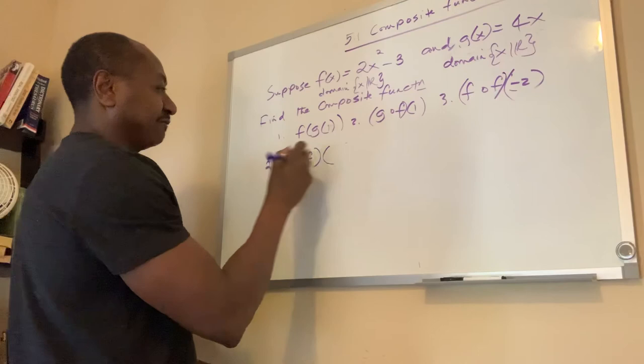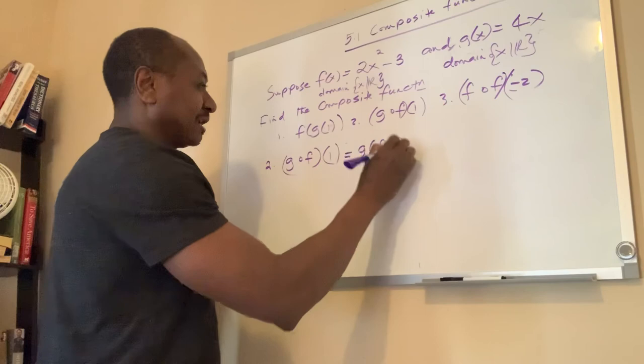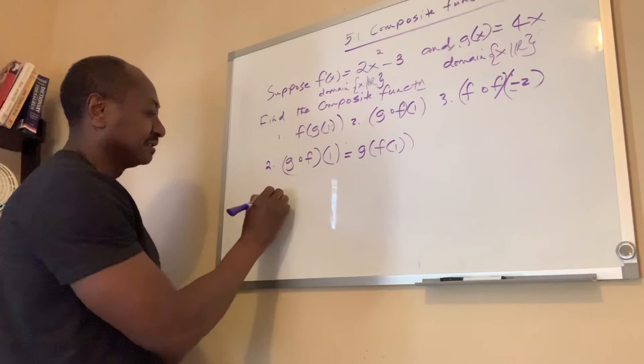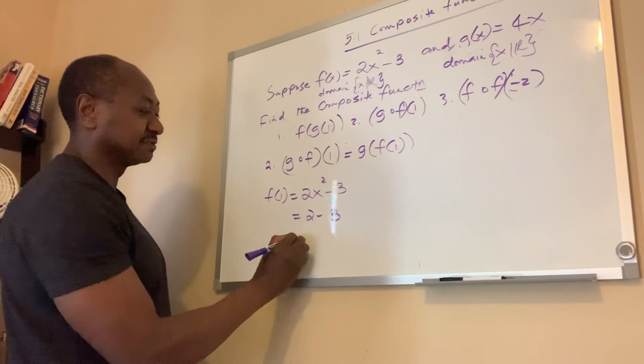Okay, so what this translates to is the same as saying g of f of 1. This is what it means. So first we're going to evaluate the function f of 1. And we know that function f of x is 2x squared minus 3. And so we're substituting 1 here, so it becomes 2 minus 3, which is minus 1.